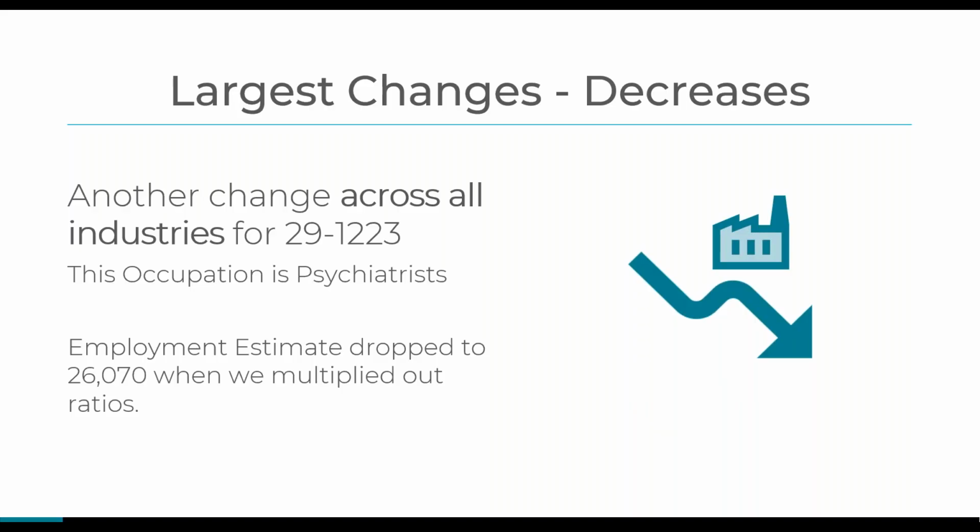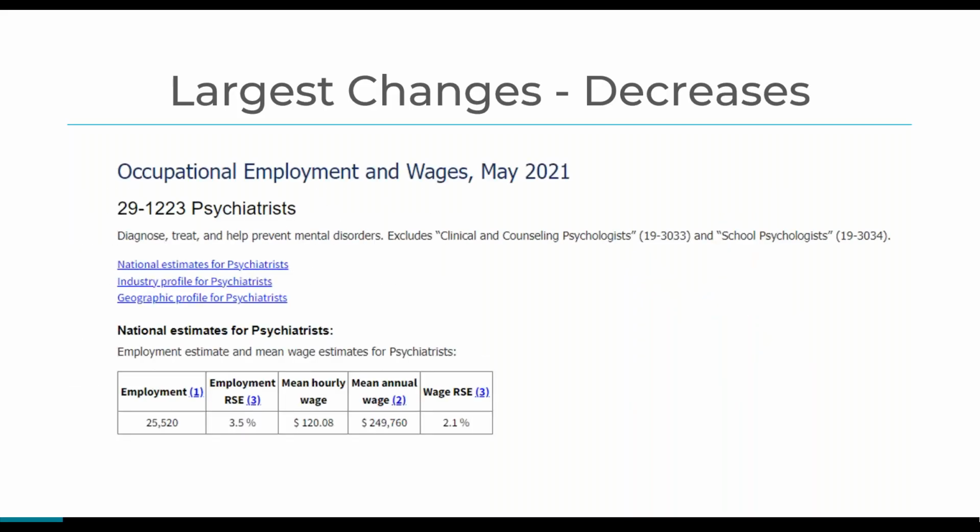Just because that first example was not quite as clear, I wanted to provide a second one that feels a little bit more clear. The second largest change was in psychiatrists. Our occupational estimate fell to 26,070 employees after creating new 2021 ratios and multiplying those out by the 2021 data set. This was a change by over half, but it is likely a bit more reflective of reality.